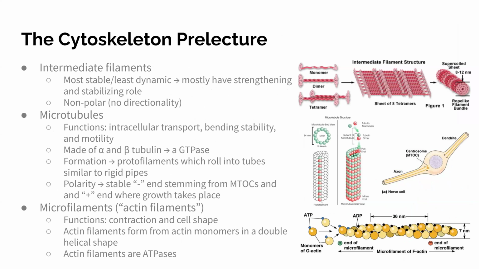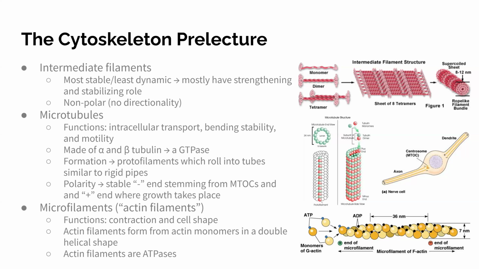Okay, so on to the cytoskeleton. There are 3 different types of things that make up the cytoskeleton. So first we have the intermediate filaments, and these are non-polar. They don't have directionality like a lot of the other ones we talked about. They don't have a positive end and a negative end. And these are the most stable, and they're mostly strengthening and stabilizing. And you can see an image in the top right of what they would look like.